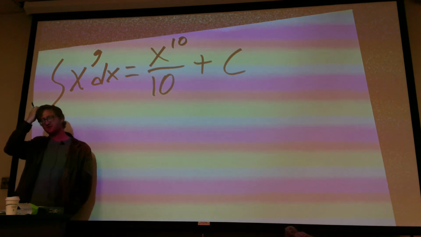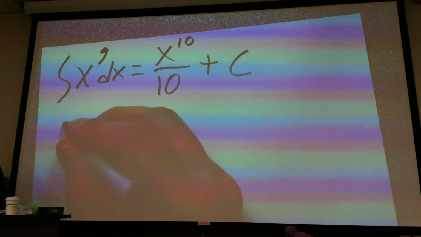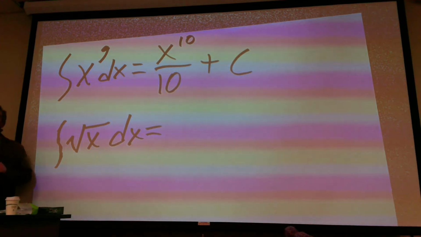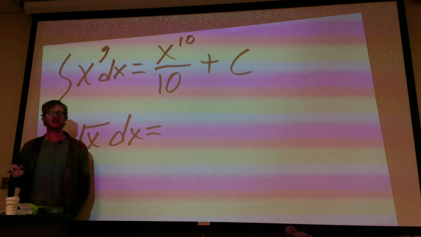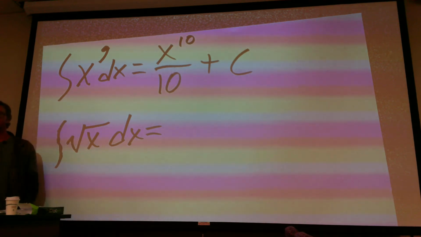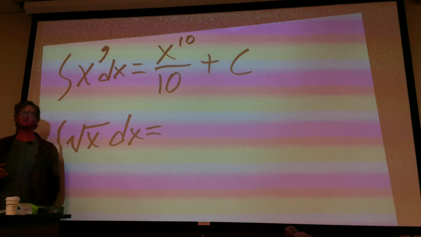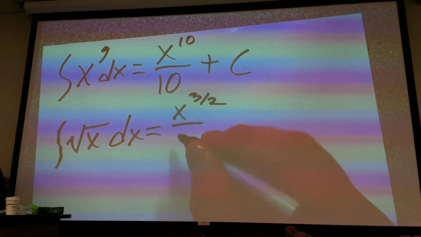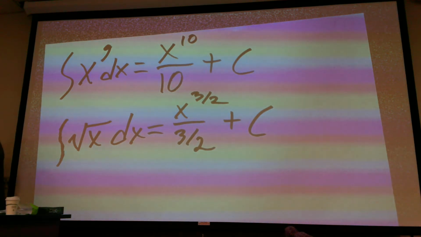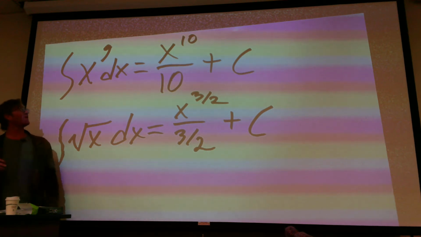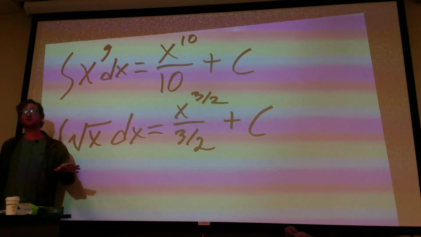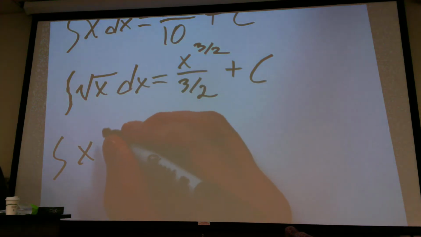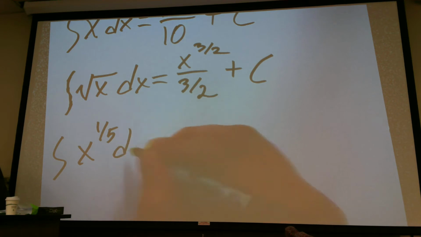Okay, why don't we mix it up a little bit? Say the integral of the square root of x. The square root of x is really x to the 1/2 power. So just think, what's 1/2 plus 1? That's 3/2. So this would be x to the 3/2 divided by 3/2, plus c. Yeah, so it works with fractional powers as well. And let's say we were going to integrate x to the, I don't know, let's say 1 divided by 5.